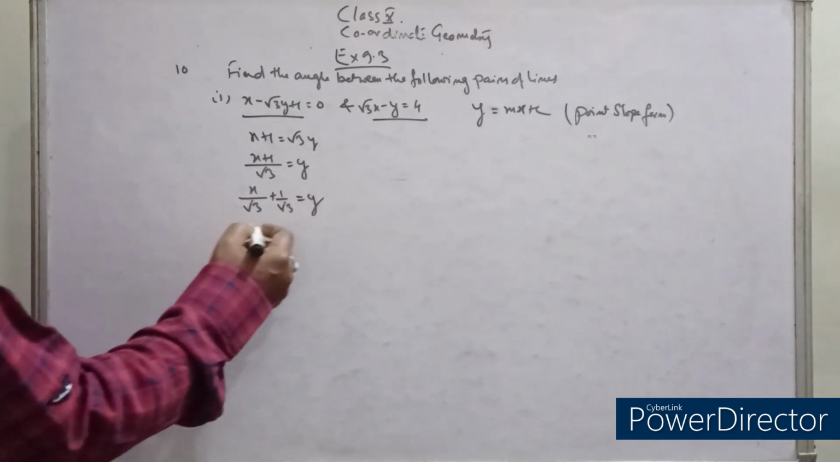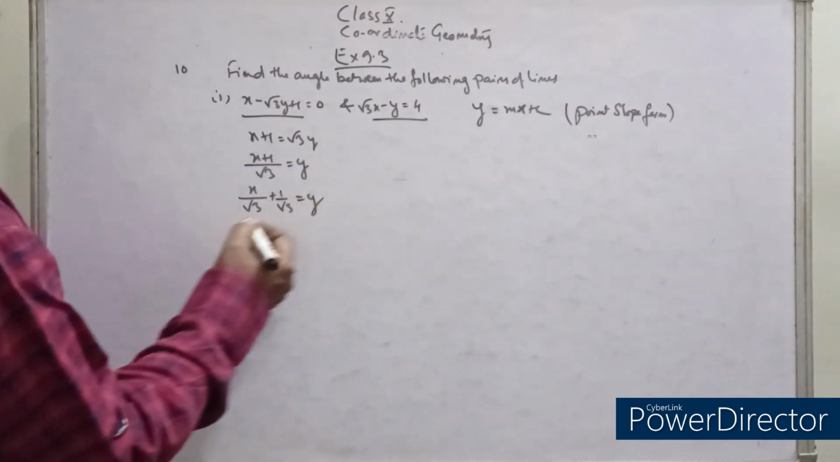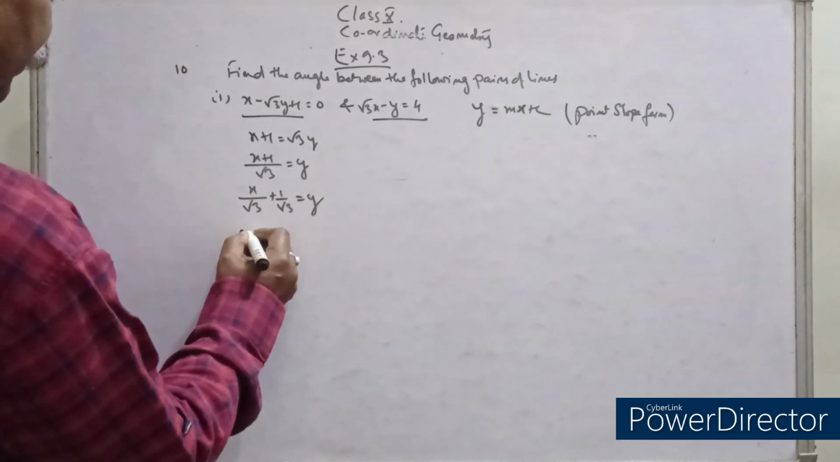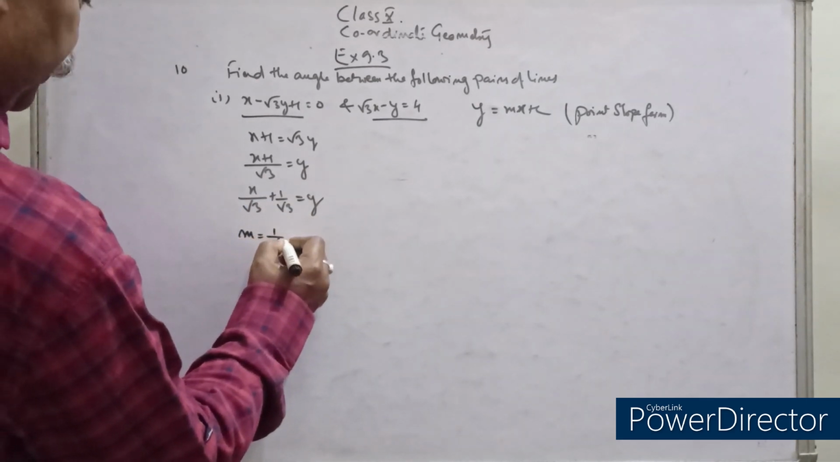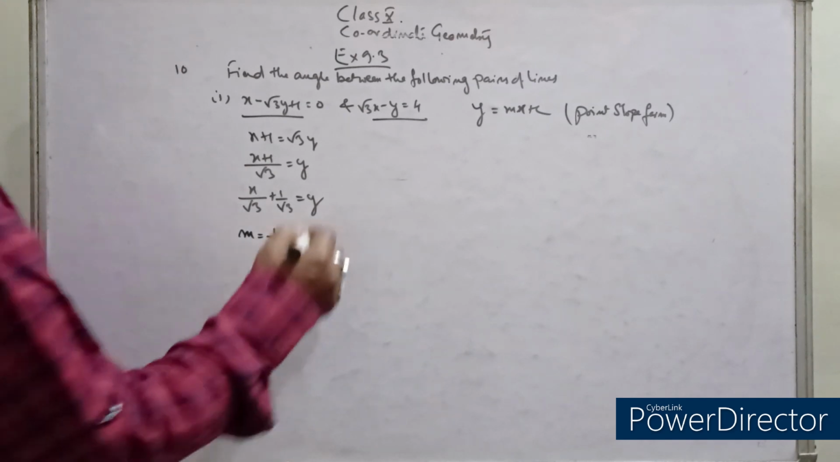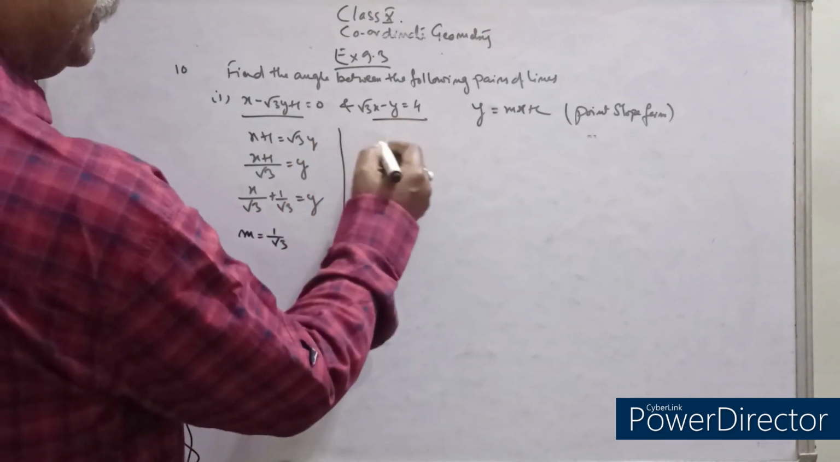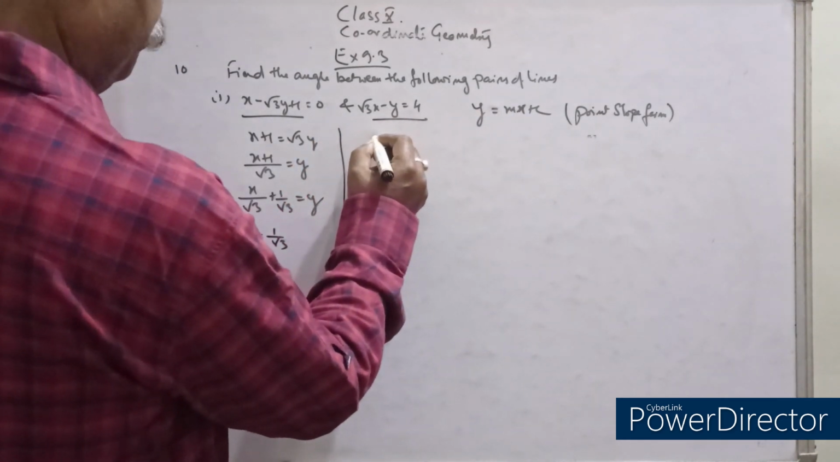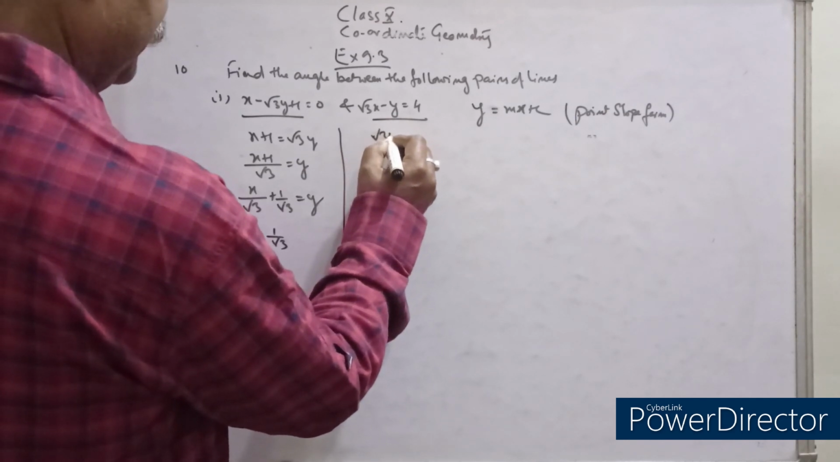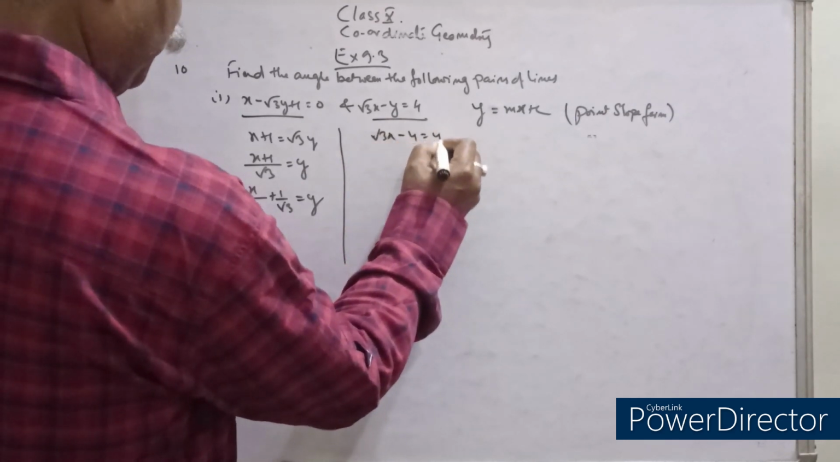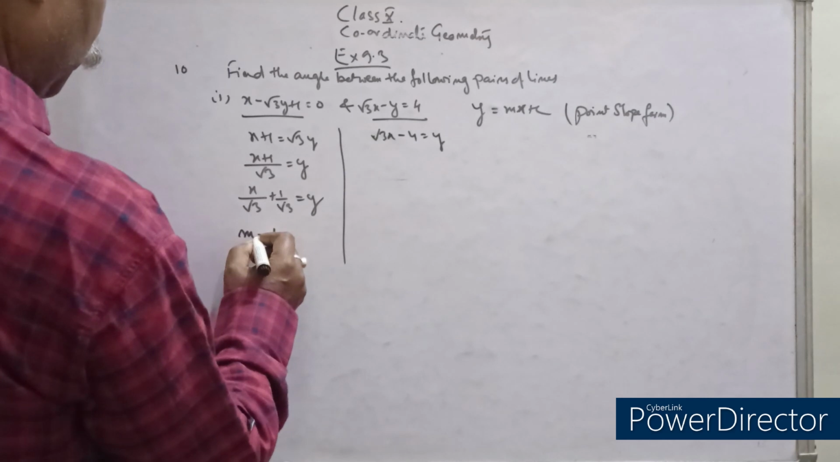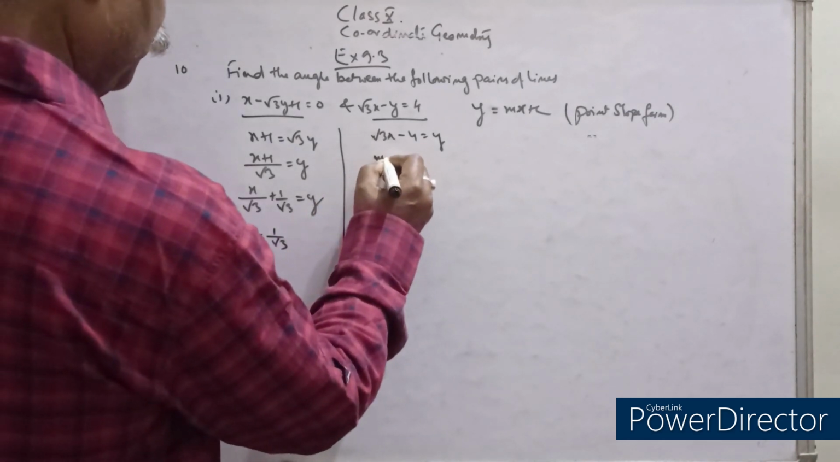Now here I have converted into the form y is equal to mx plus c. So here your m is equal to 1 by root 3. Now similarly, I will convert this into y is equal to mx plus c form. So this is root 3x minus 4 is equal to y. So here let this be slope m1 and let this be slope m2.